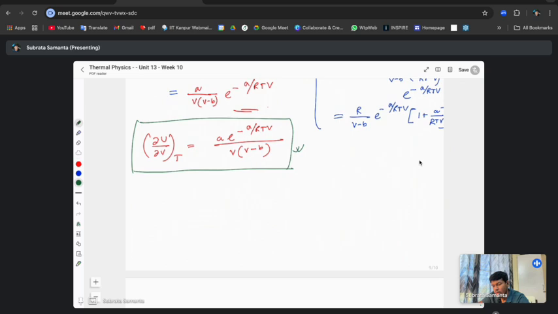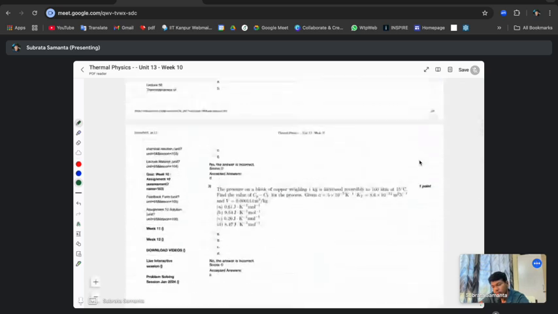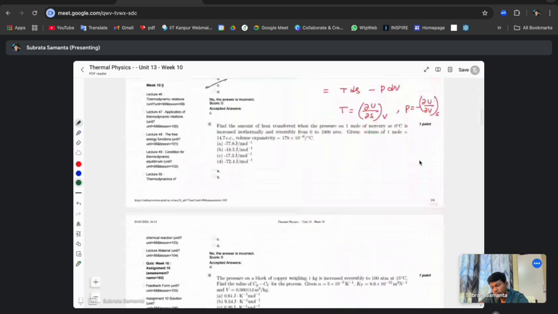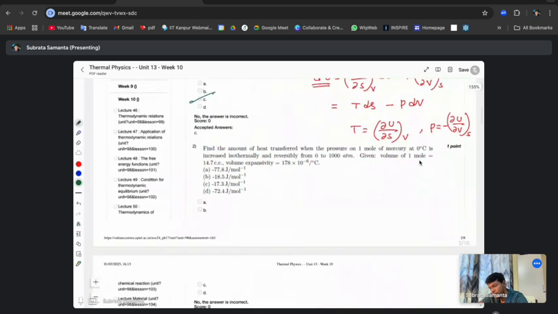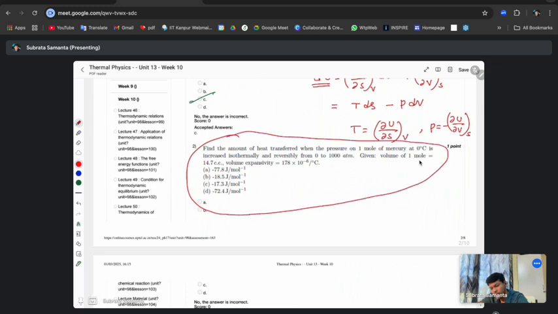So now going to the next problem, problem number 2. Find the amount of heat transferred when the pressure of 1 mole of mercury at 0 degree centigrade is increased isothermally and reversibly from 0 to 1000 atm. Given the volume of 1 mole is 14.7 cc and the volume expansivity is 178 times 10 to the power minus 6 per degree centigrade.